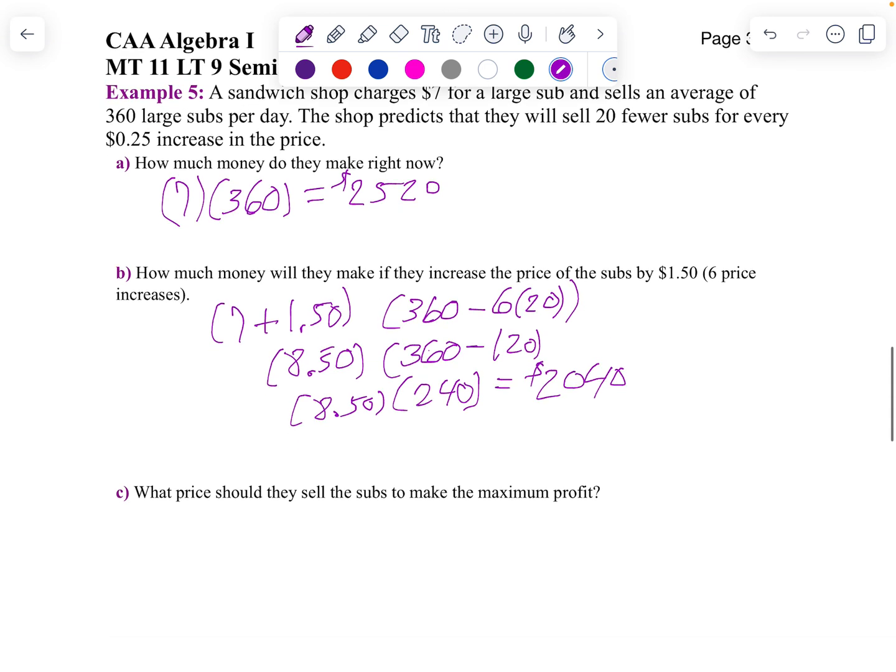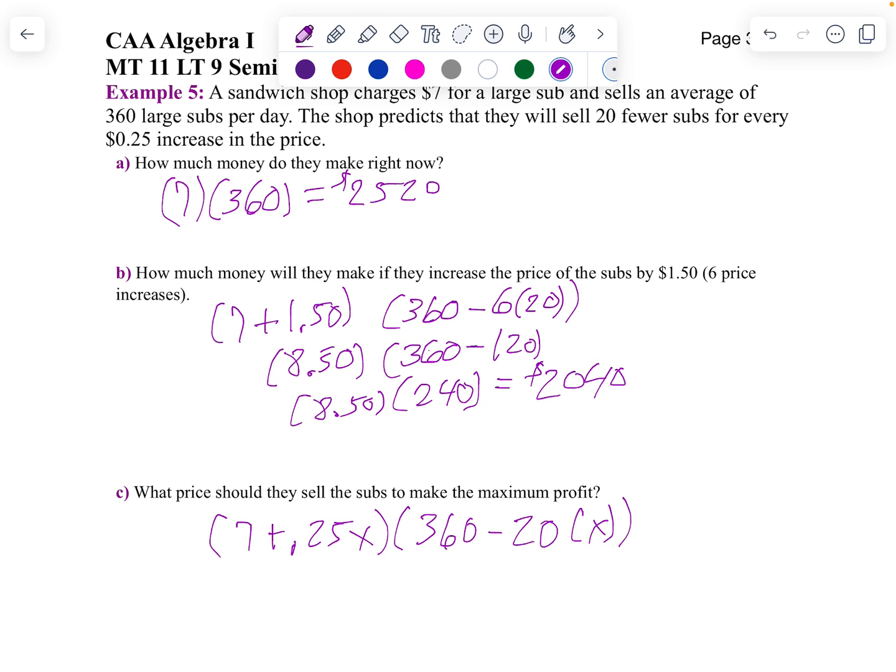So what should be the price for the maximum profit? What we'll do is let x be how many price increases we could have. So we're going to say 7, and we're going to raise the price 25 cents for every price increase. But then I'm going to lose 20 people for every price increase.